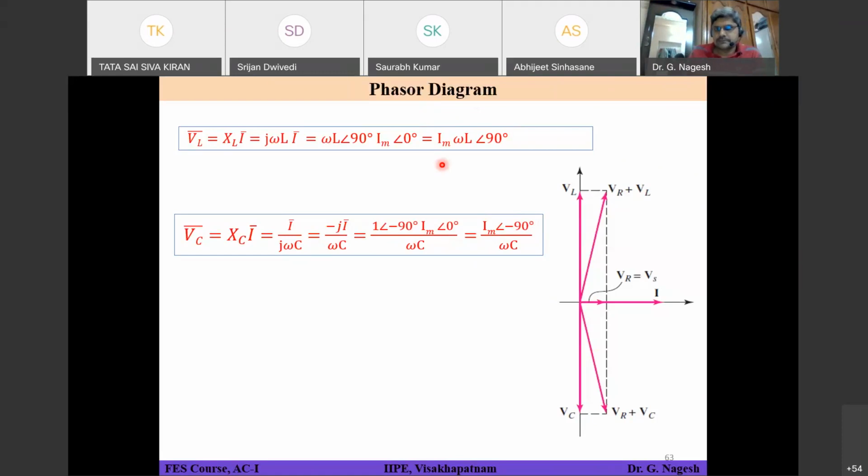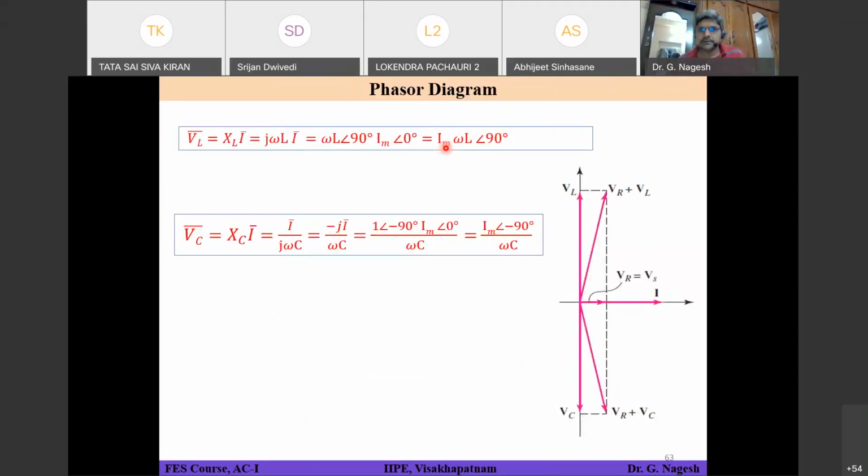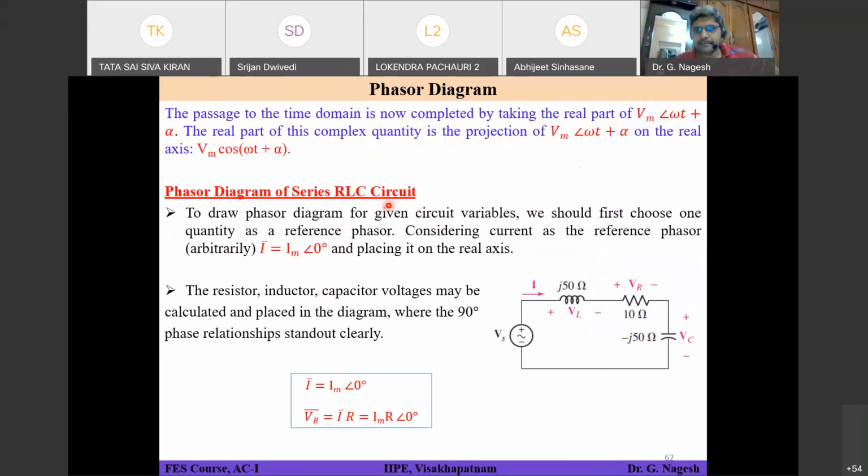Sir, VR is equal to VS. Why we written VR equal to VS? In the previous slide, sir, in the diagram. One second. Okay. Oh, VR equal to VS, why it was written.